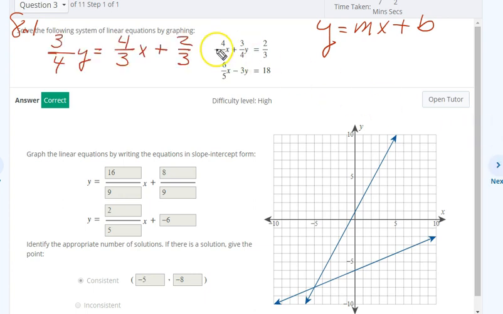I would suggest you take your x term and bring that to the other side, where it will become a positive 4/3 x. So now you sort of have it in slope-intercept form. There's your y, x, and your constant. But plotting this would be rather difficult, so we need to get rid of the fractions. So what procedure might you use?